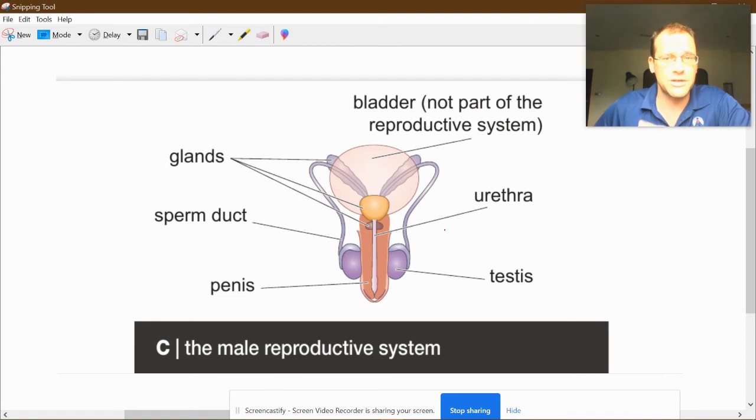So this is a system, so it's composed of two or more organs. Each of those organs are composed of two or more tissues, and each of those tissues are composed of the same kind of cells. Just as a little recap.